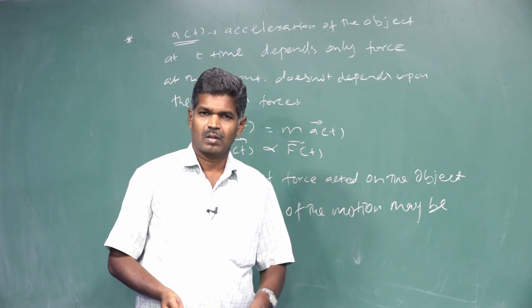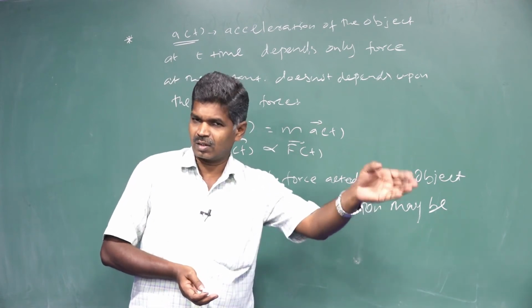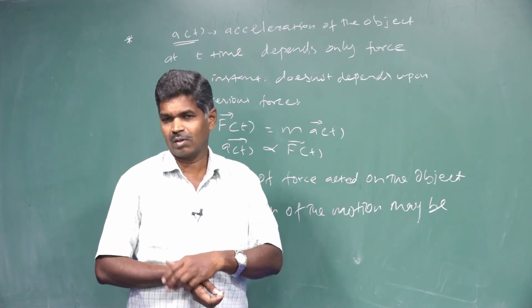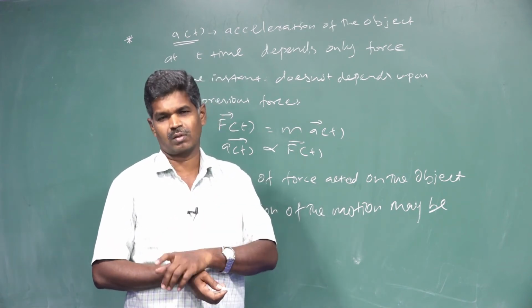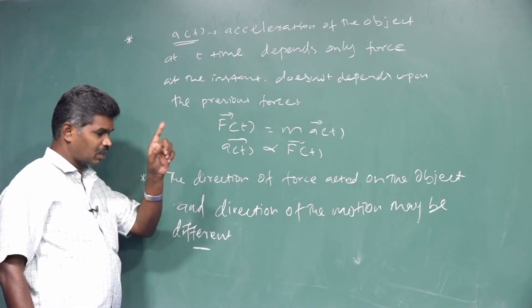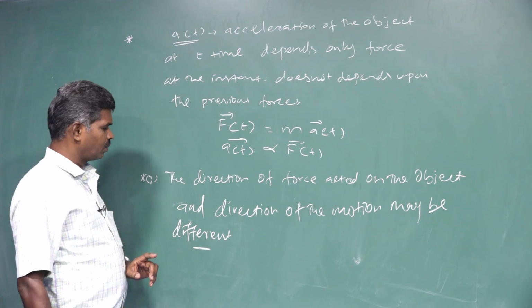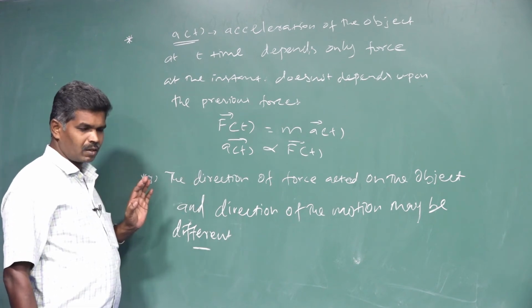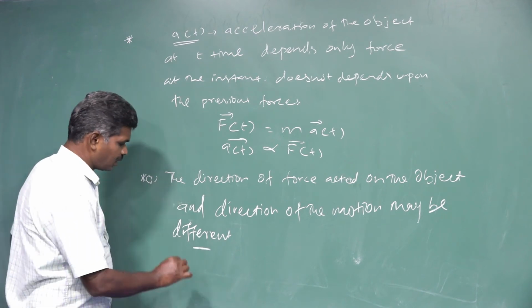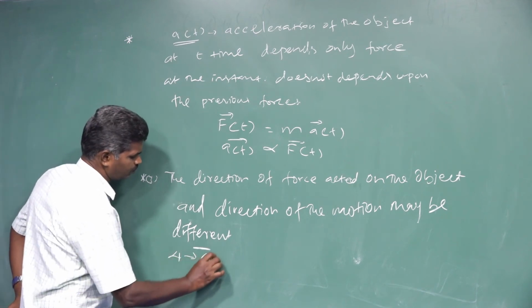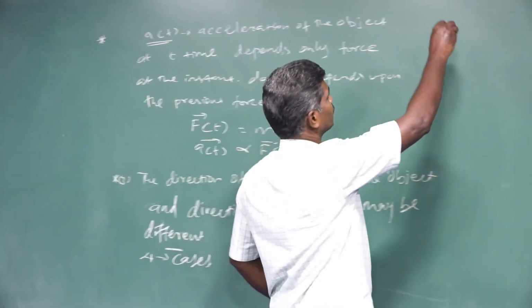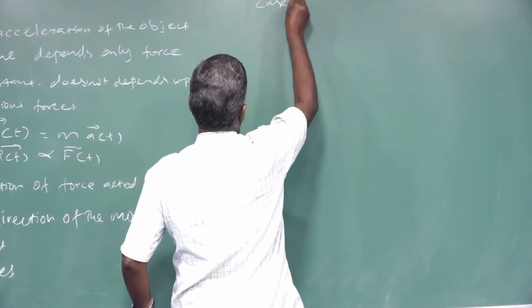Maybe means it may act in the same direction, a different direction, or the opposite direction. Without force also, an object can move. We have three or four cases based on the direction of the force acted on the object and the direction of the motion, which may be different. Naturally, some cases may be in the same direction. So that's why we have four cases here. Those cases are going to be discussed now. First case, case 1.